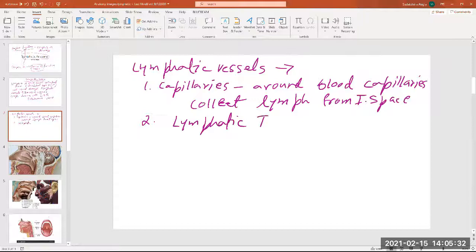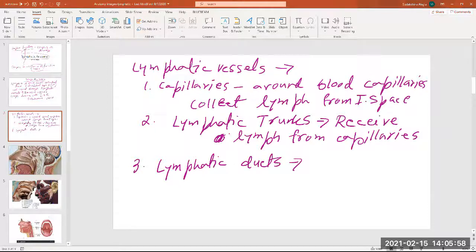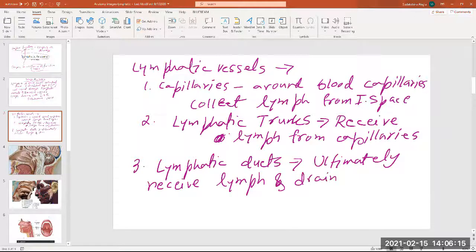lymphatic trunks, which receive the lymph from capillaries, and then we have lymphatic ducts, which basically ultimately receive lymph from everywhere, and drain into subclavian veins.